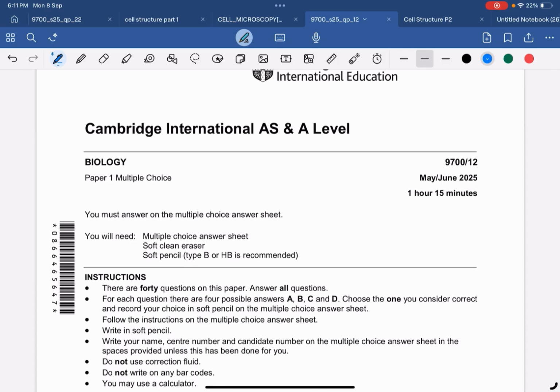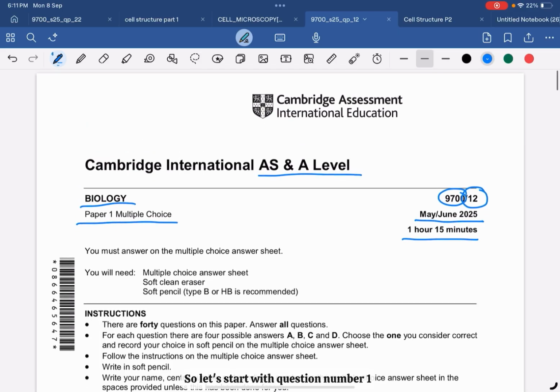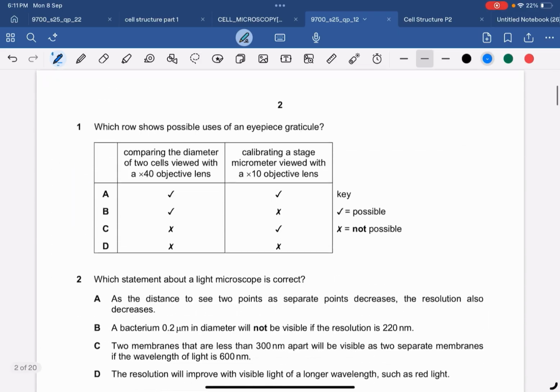So in today's video, we will be looking at A-Level Biology 9700 Paper 1, and specifically we are going to discuss the May-June 2025 Paper 12, and this paper is of 1 hour and 15 minutes. So let's start with question number 1.